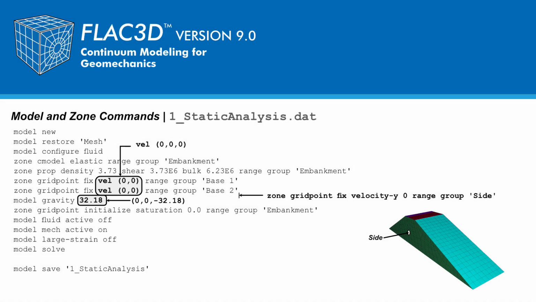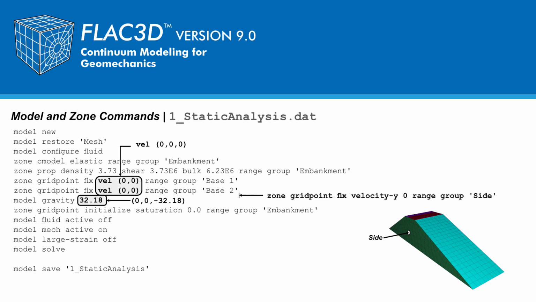one_staticanalysis.dat. The first two commands that will be changed for use in FLAC3D include the fixity conditions along the base of the model, that is now vel 0, 0, 0, and a more specific specification of the direction of gravity, that is now 0, 0, minus 32.18.